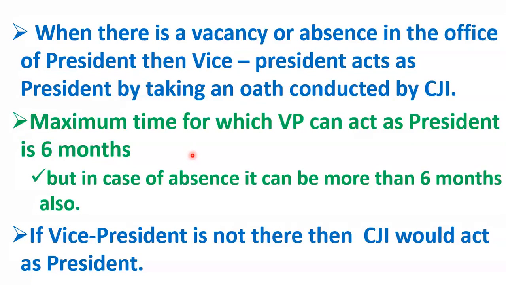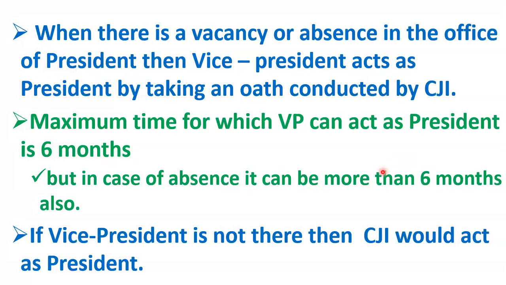But suppose friends, the President of India is very ill and suffering from a very serious disease, and the doctor has said that you have to take bed rest for suppose 8 months. Now definitely the vice president has to act as president for 8 months. Why? Because the president is very ill and cannot do his work for the next 8 months. So in the case of absence, the vice president can act as president for more than 6 months also.